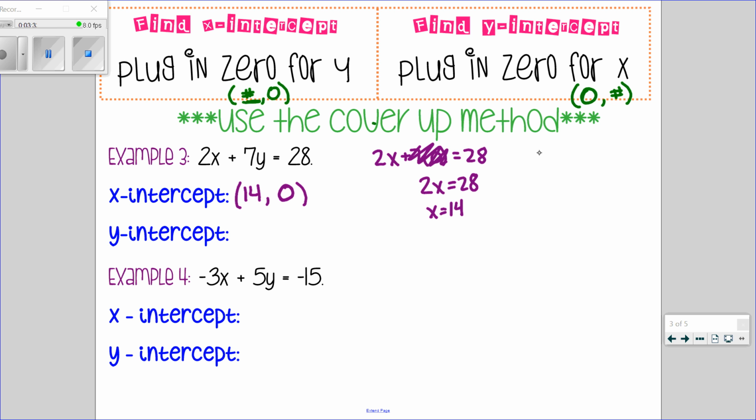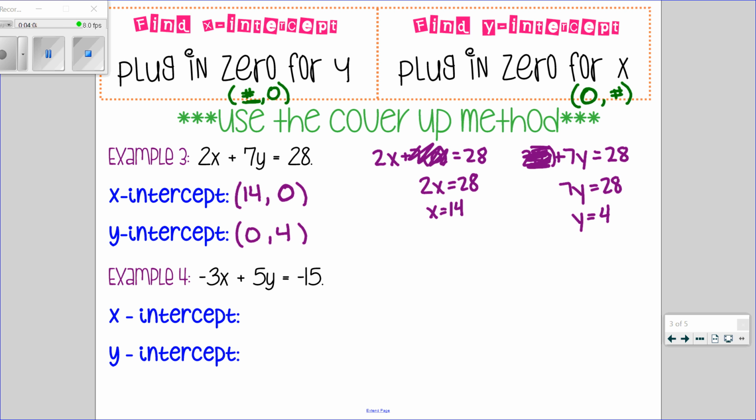Now let's do the y-intercept. This time we're going to plug in 0 for the x. So we have 2 times 0 plus 7y is equal to 28. So 2 times 0 goes away because 2 times 0 is 0. So we're left with 7y is equal to 28. So y equals 4. So my y-intercept is 0, 4. We plugged in 0 for the x value, and we got 4 for our y value. Now, if you notice this little note here, it says to use the cover-up method.